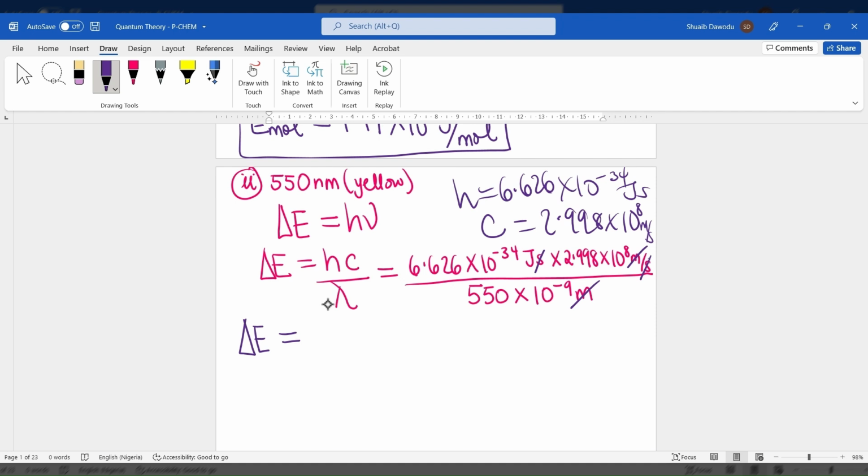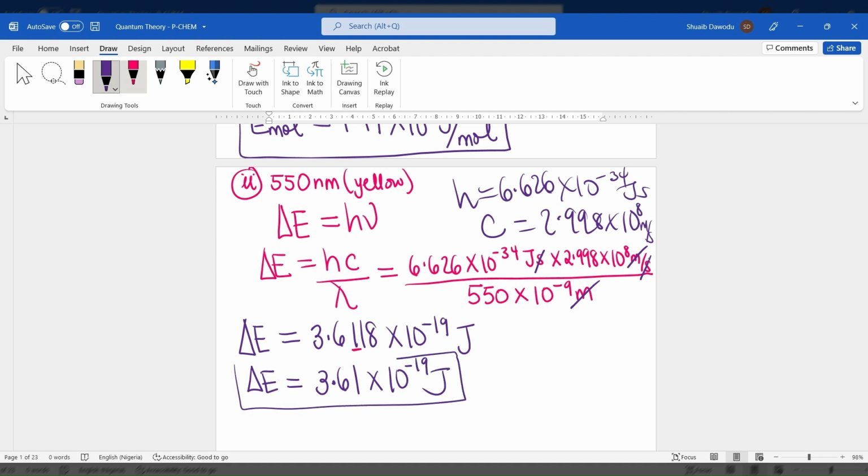So when we input all of this information in our calculator, we end up getting 3.6118 times 10 raised to the power of negative 19 joules. Well, of course, we're chemists. We have to put in the lowest number of sig figs. So the lowest number of sig figs is 3 sig figs. So our change in energy or energy of photon, whatever you want to call it, is 3.61 times 10 to the power of negative 19 joules. So this is the answer here.